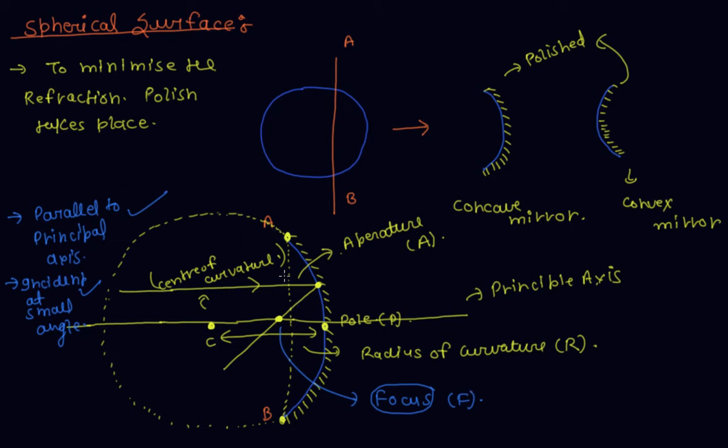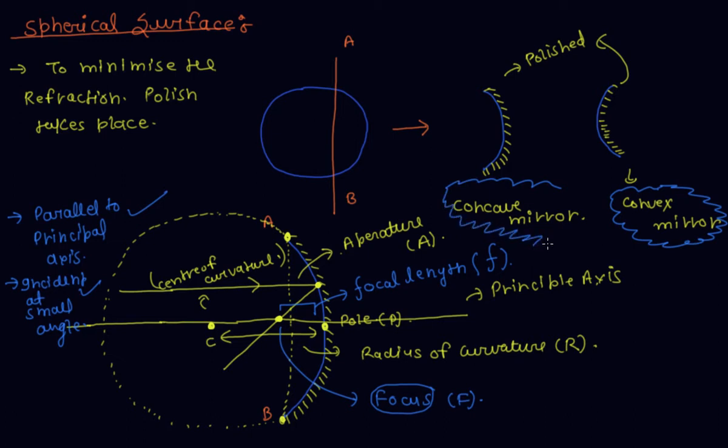Now the next point: the distance between the focus and the pole is called the focal length, and it is represented by small f. This is the whole terminology of any spherical mirror, whether the mirror is concave or convex. This terminology is the same.